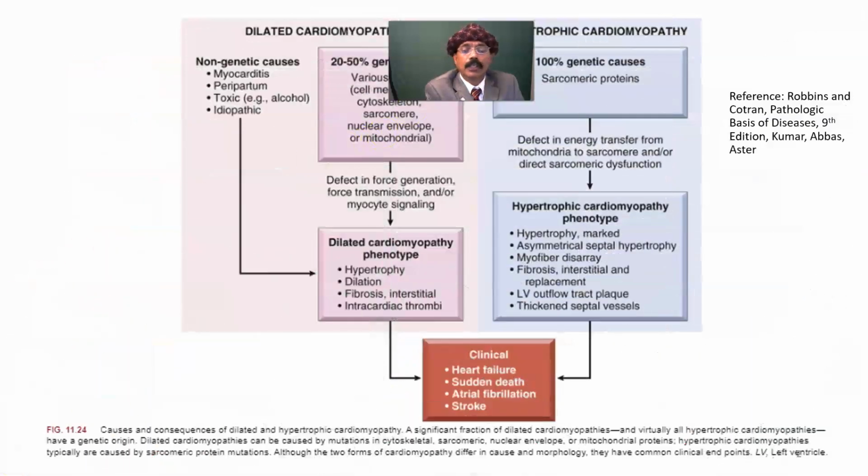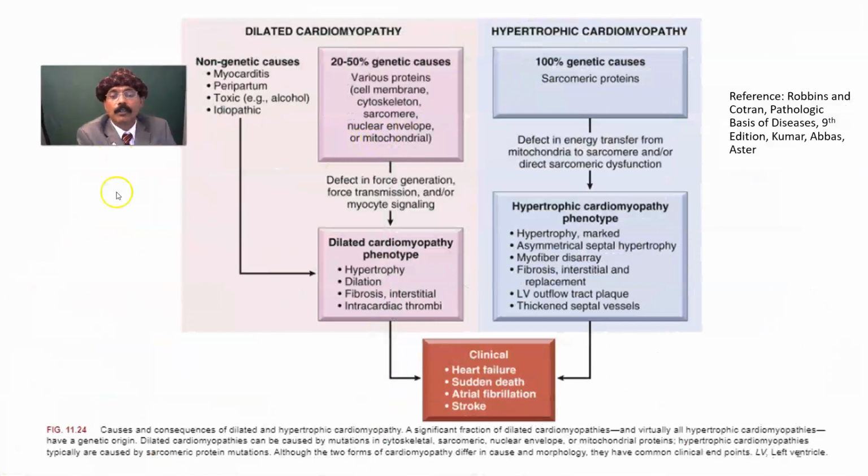Okay, so if you look at the causes and consequences of dilated and hypertrophic cardiomyopathy. This is the dilated cardiomyopathy. Around 20 to 50% are genetic causes. Non-genetic causes include myocarditis, peripartum, during and after the delivery of the baby. Some moms may develop dilated cardiomyopathy. Toxic due to alcoholism, and idiopathic, we don't know the cause.